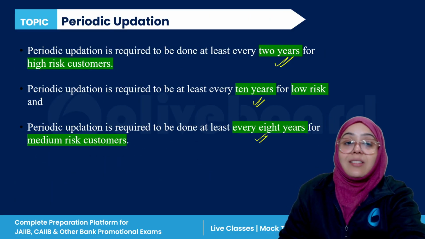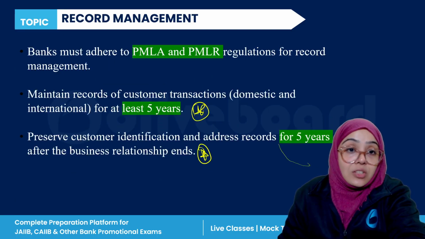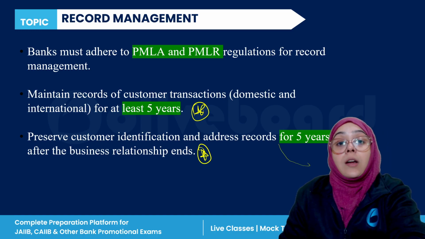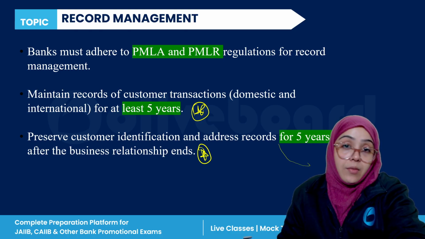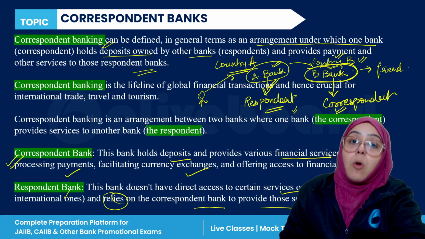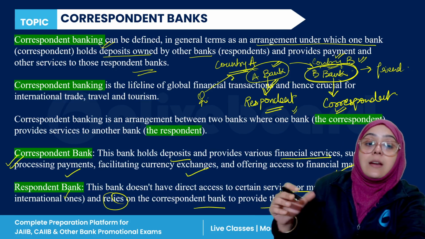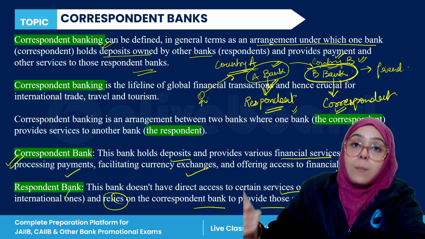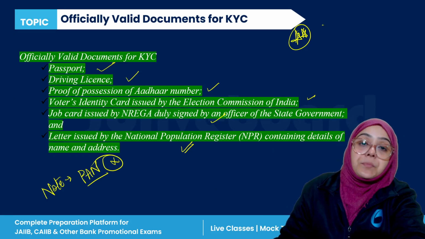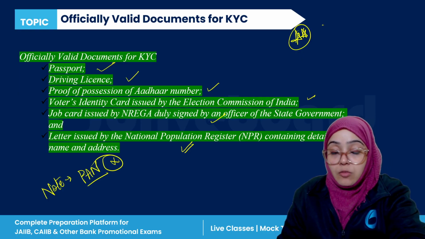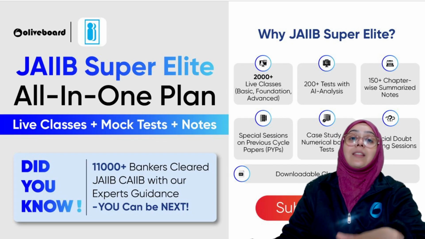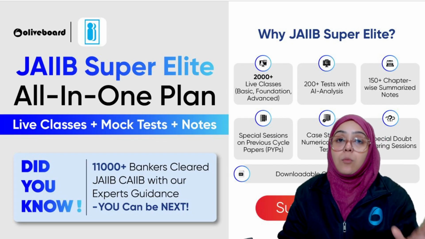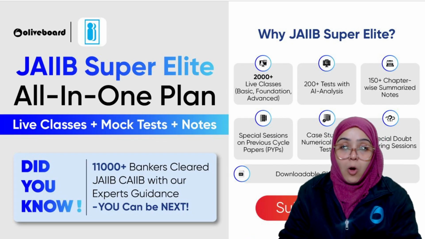Periodic updation is very important. Central KYC Record Registry is very important. Record management according to the Prevention of Money Laundering Act and Prevention of Money Laundering Rules, this is very important. What is correspondent bank, what is correspondent and respondent bank, and what is correspondent banking? Very important. Officially valid documents for the KYC, very important, right? So this is it. This is the second class for PPB, the most important topics related to you all.